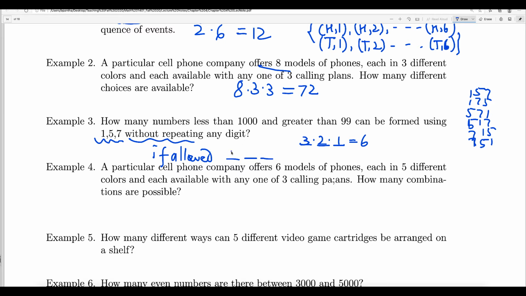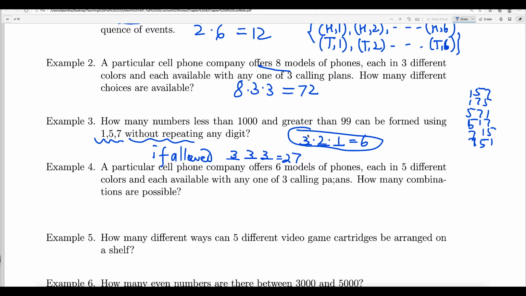So for the first one you have 3 choices. For the second one you will have 3 choices too, right? Because repetition is allowed, meaning you can pick 1, 1, 1 there, 111, 555, 777, and so on. And for the third place too, there will be 3. So the total will be 27 different numbers if repetition is allowed. But since the question asks repetition is not allowed, that's the final answer.